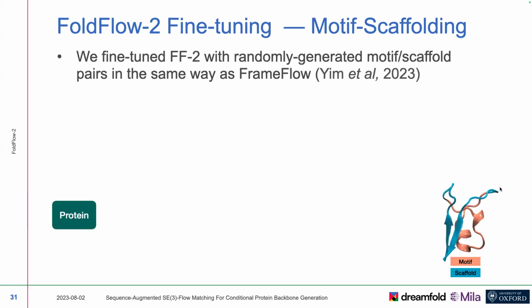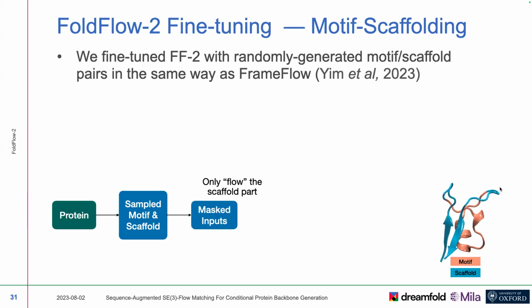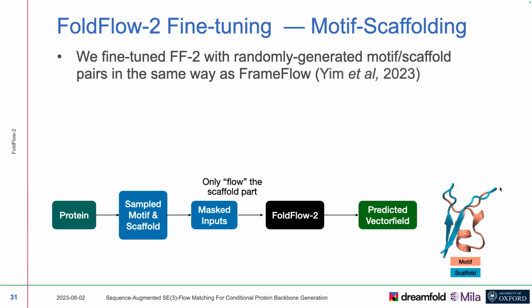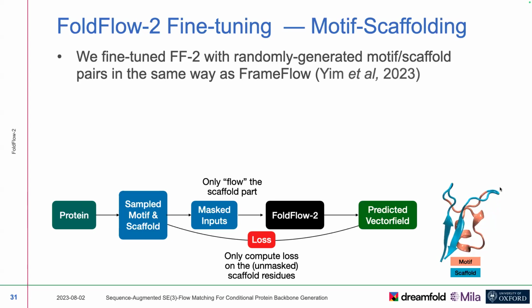And so we start with our protein. We sample a motif and a scaffold, and mask the input. So now I want to fix my motif and flow my scaffold, or design the scaffold. We give this to our model, and keep in mind that in this case we always also have the sequence of the motif. And then we have a predicted vector field that we only apply to the scaffold, and then the loss, of course.